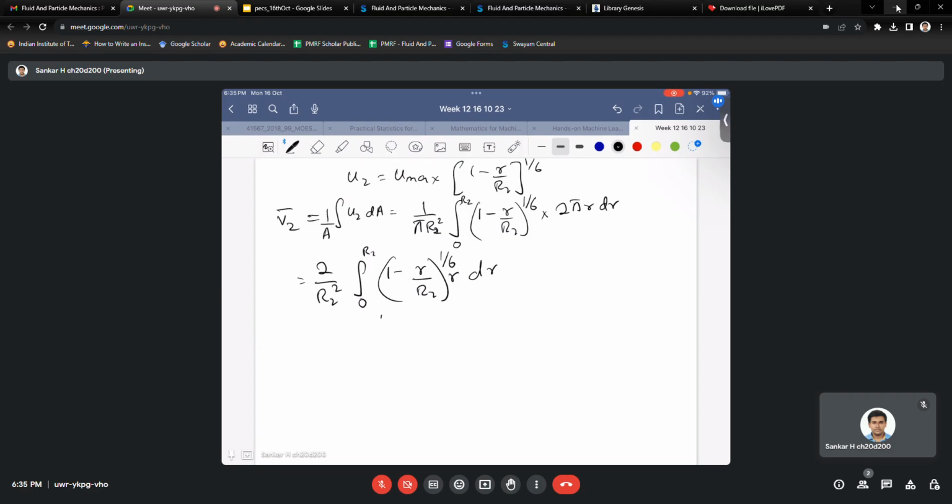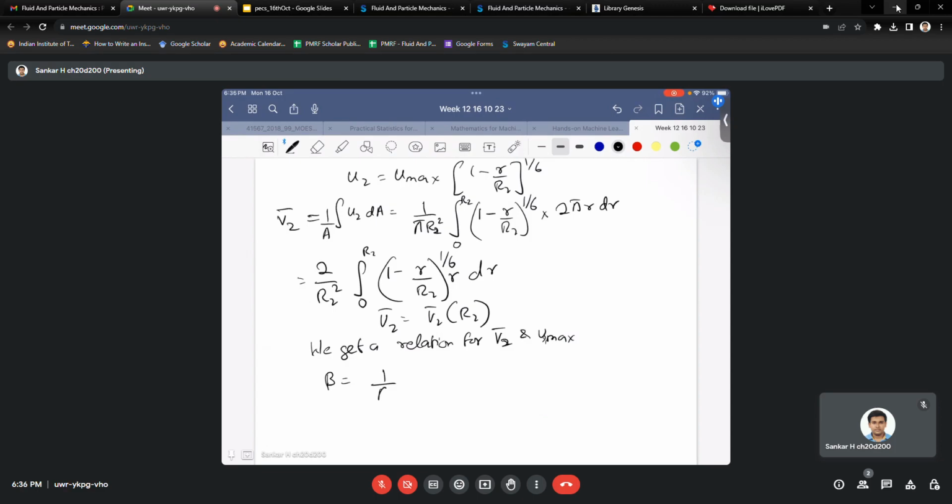So ultimately what we'll find here is V2 bar as a function of R2, and from here we get a relation for V2 bar and V max. Now all we have to do is substitute for the average velocity V2 bar in the presence of V2 max, and then integrate to get the kinetic energy momentum correction factor. So again we'll do some part of it, but I'm expecting you guys would be able to solve.